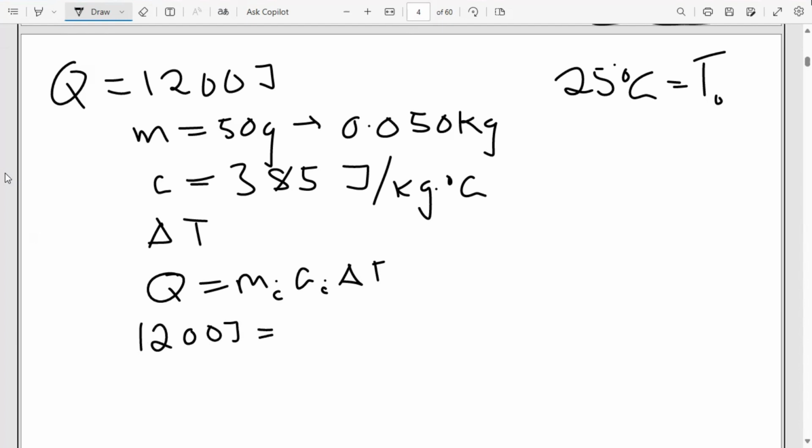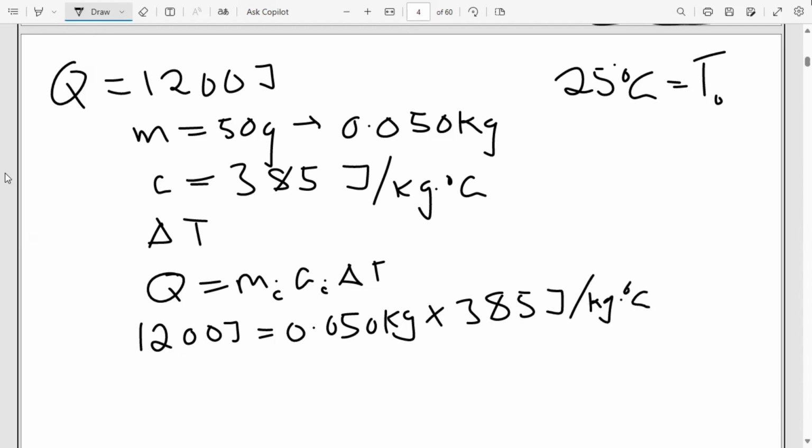So Q, which is 1,200 joules, will be equal to the mass of the copper, which is 0.050 kilograms, multiplied by the C of copper, which is 385 joules per kg degrees Celsius, multiplied by the change in temperature. So this kg can cancel out with that kg. We are looking for change in T, so let's just find change in T collectively without complicating anything.